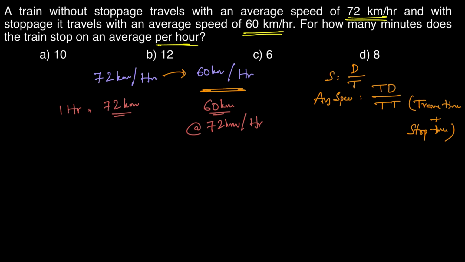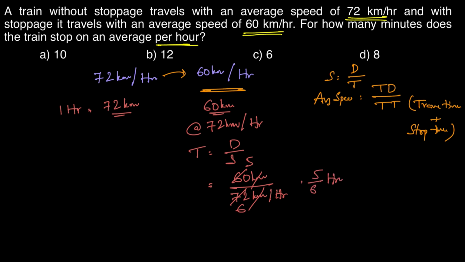Speed is nothing but distance divided by time, then time equals distance divided by speed. So what is the distance? 60 kilometers. And what is the speed? 72 kilometers per hour. So 12 fives are 60, 12 sixes are 72. Kilometers gets cancelled and hour moves to the numerator. So it is equal to 5 by 6 hours. To convert into minutes, 5 by 6 multiplied by 60 minutes, which is equal to 50 minutes.